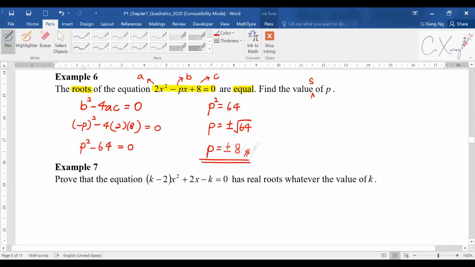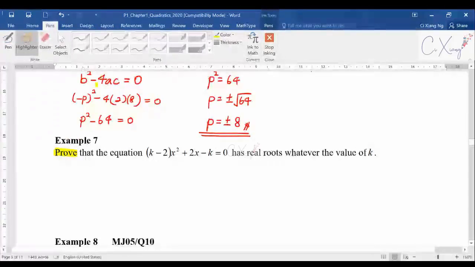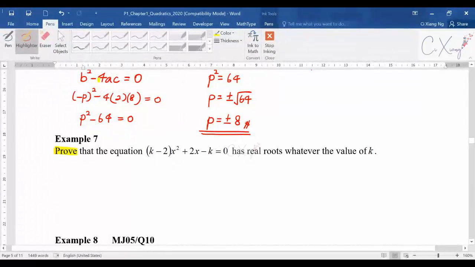For example 7, it is slightly different from what we have in example 6. In example 6, you will definitely get an answer for the value of p, a solution. For example 7, they want you to prove. When they want you to prove, you need to be careful. You cannot straight away start with the equation from the summary that we have. You have to start with b squared minus 4ac and prove what they want you to show.